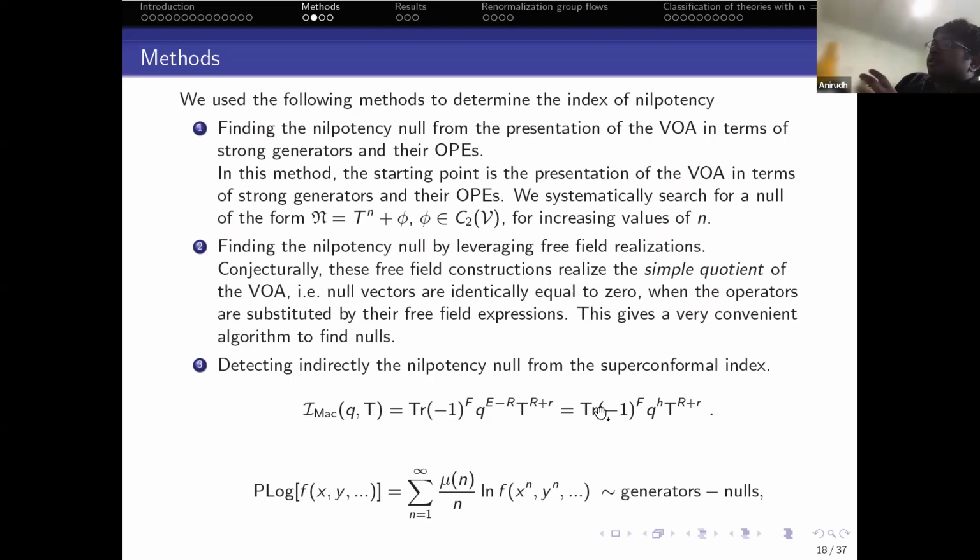So what we will do is we'll take this index and take a plethystic logarithm of it. I think in this audience, everybody knows what a plethystic log is. But very roughly, it gives you an expression in terms of generators minus relations. So it will give you all the generators of the VOA and minus the nulls. But there's some subtlety there, so I'll do an example to explain.